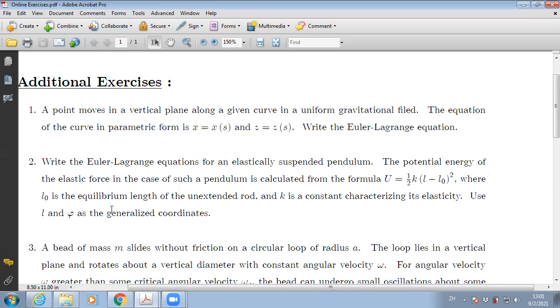All right, how about I give you 5 minutes to get the answer, to write down the Euler-Lagrange equation of motion. All right, just write down the equation. You don't have to solve it. 5 minutes. Then I will ask someone to show us how to do it.